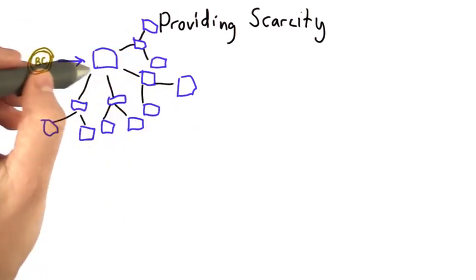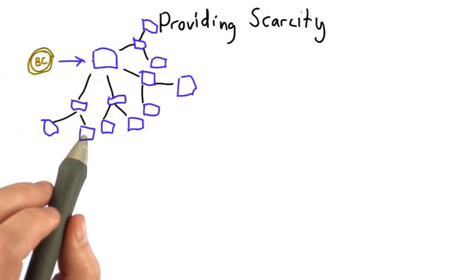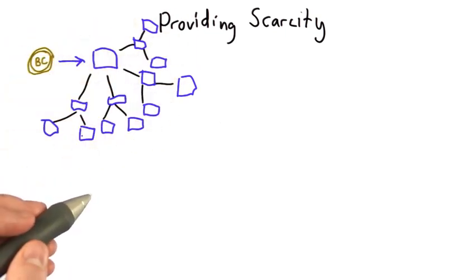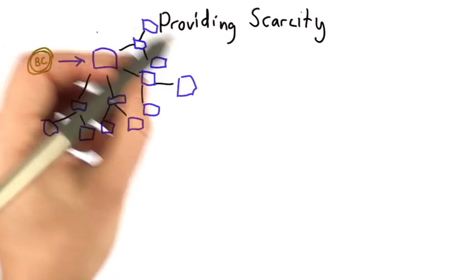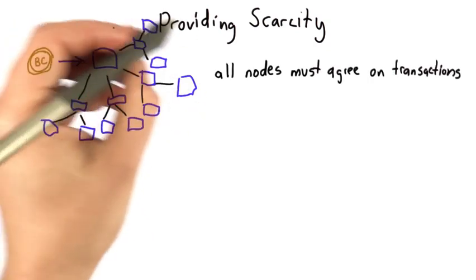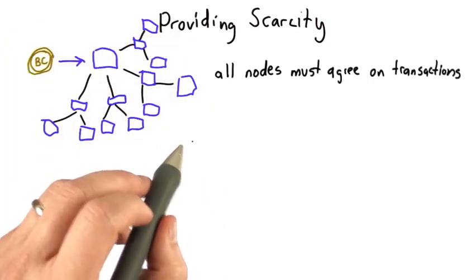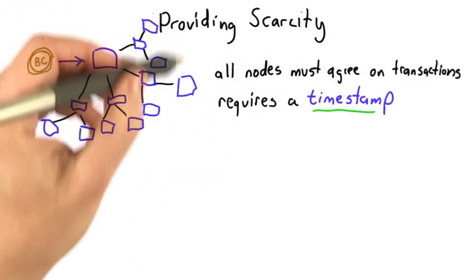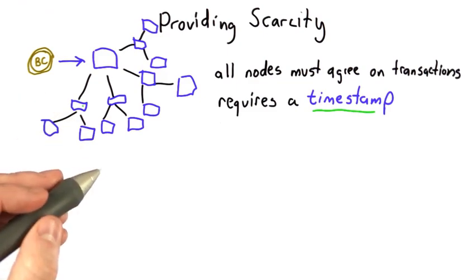And before the transaction is considered valid, we need to know that that coin hasn't been already spent in some other way. So there's two important parts to this. So that means all the nodes must agree on all the transactions. And that requires some sort of timestamp. Nodes are going to receive messages at different times.